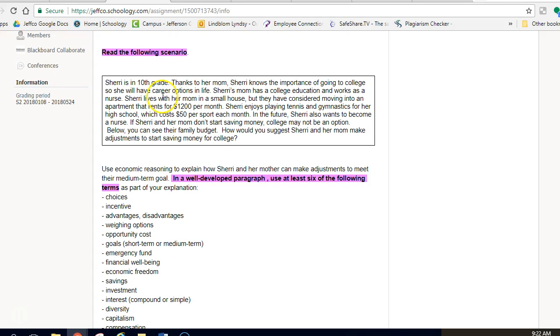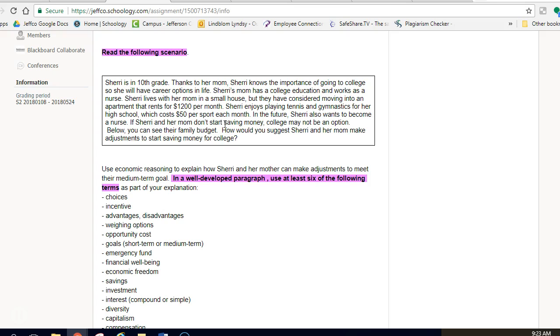Sherry is in 10th grade. Thanks to her mom, Sherry knows the importance of going to college, so she will have a career option in life. Sherry's mom has a college education and works as a nurse. Sherry lives with her mom in a small house, but they have considered moving into an apartment that rents for $1,200 a month. Sherry enjoys playing tennis and gymnastics for her high school, which costs $50 per sport each month. In the future, Sherry also wants to become a nurse. If Sherry and her mom don't start saving money, college may not be an option.